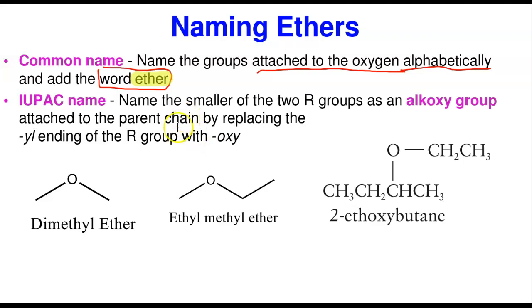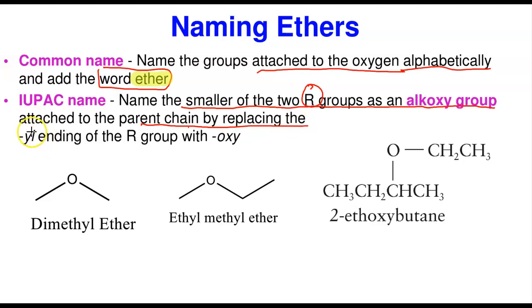In IUPAC nomenclature, we name the smaller part of the two R groups, the two attachments, as an alkoxy group. Alkoxy group means, if it's methyl, we remove the YL and change it to OXY, so it becomes methoxy. So we name the smaller of the two R groups, remember, the attachment, as an alkoxy group attached to the parent chain. The longer chain becomes the parent chain.